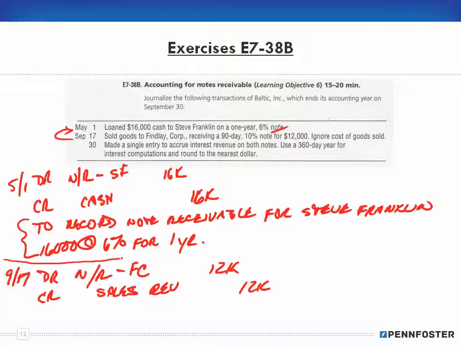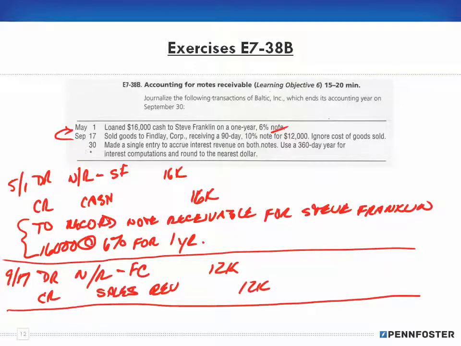Okay, let me draw a line here. Let's see if I can fit this September 30th one in here. All right, so on 9/30, we made a single entry to accrue interest revenue on both notes. Use a 360-day year for interest computations and round to the nearest dollar. So we're using the ordinary method because we're using 360 days. And it's saying we're making a single entry to accrue interest revenue on both notes.